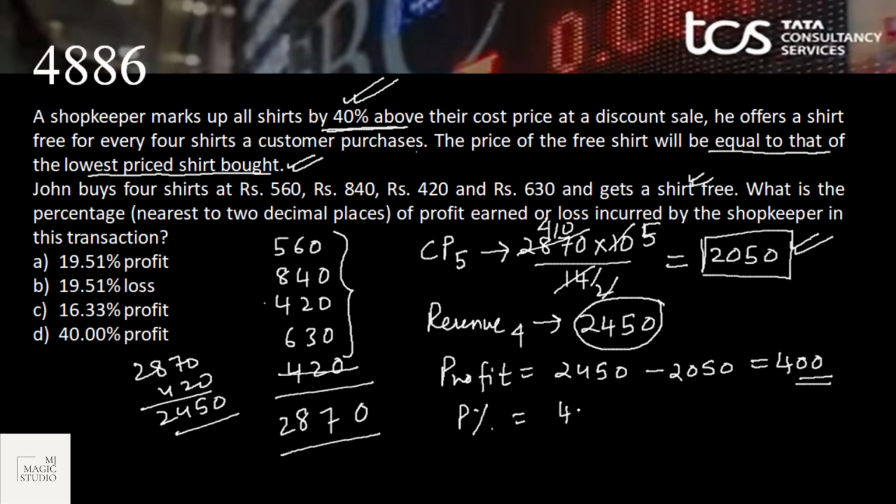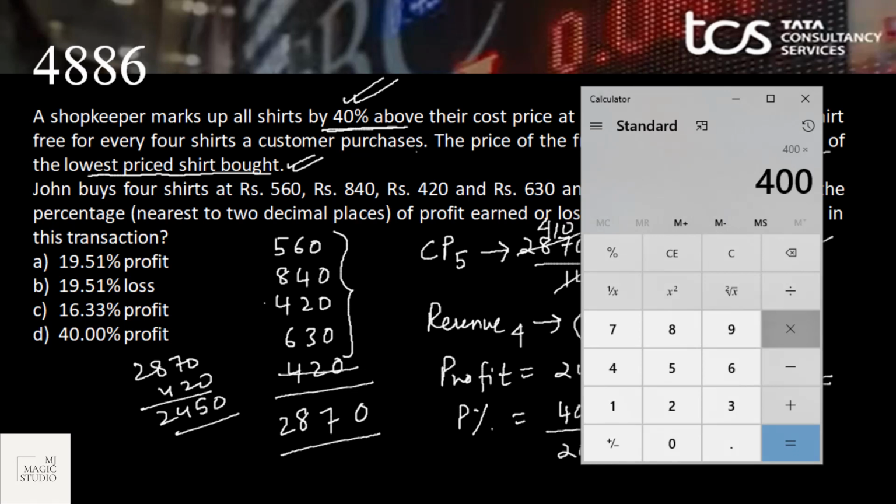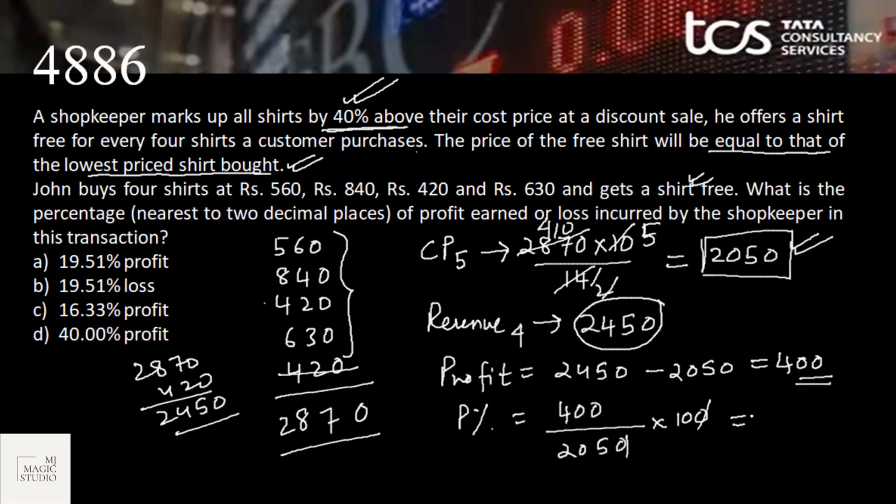Now the question is profit earned percentage. Therefore profit percentage is profit divided by cost into 100. So we can solve this. 400 into 10 divided by 205 gives 19.51%. 19.51% profit, that is option A.